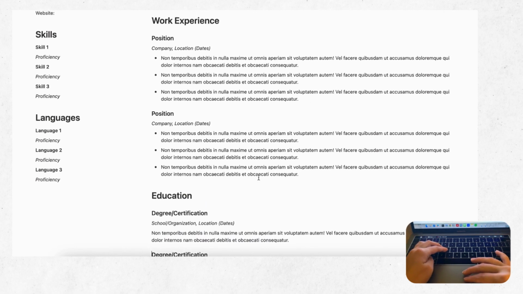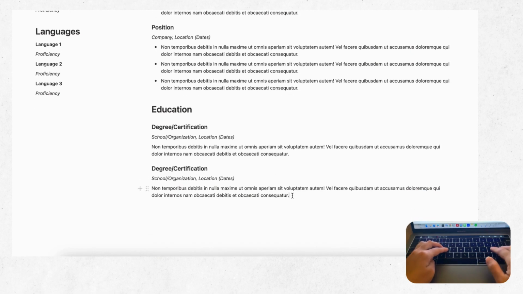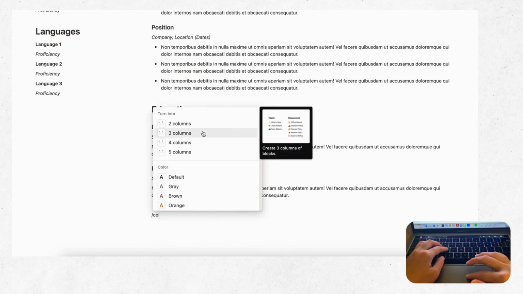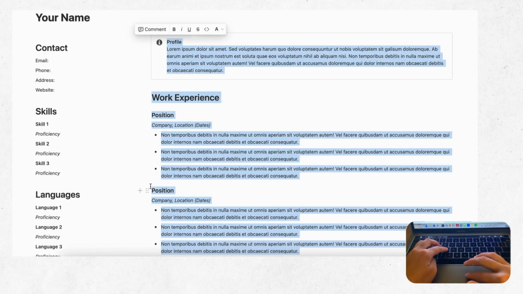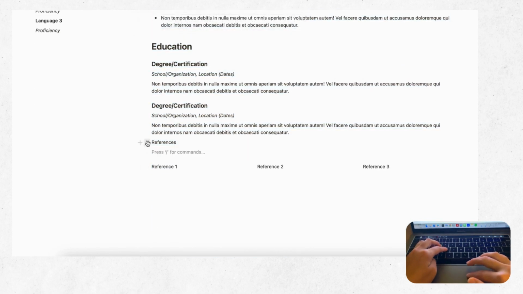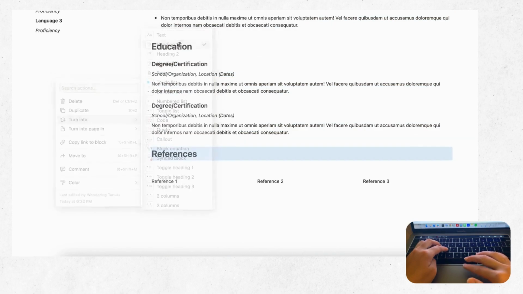And then finally, after education, let's put some references. And again, to add some variety to the page, we recommend adding columns. So for this, let's do /column and add 3 columns. And we'll have reference 1, reference 2, reference 3. And actually on top of that, we need to add a heading for the references. So let's add references and make this into heading 1 again. Like so.